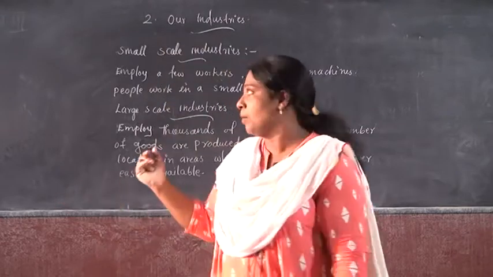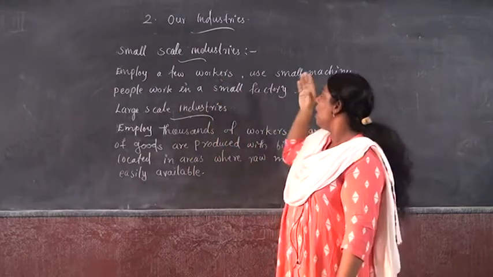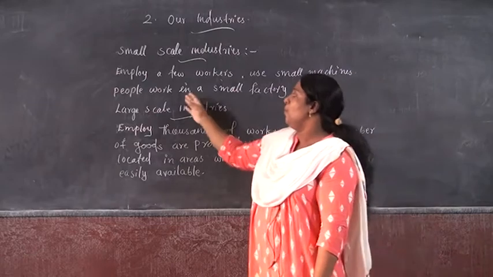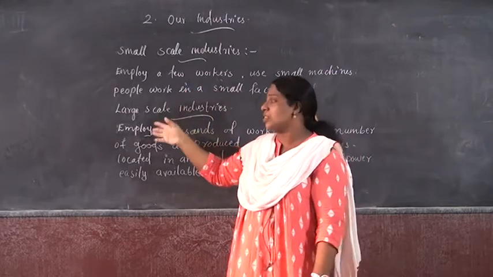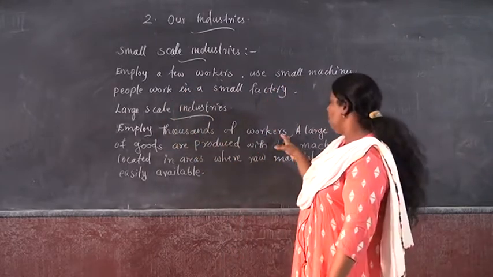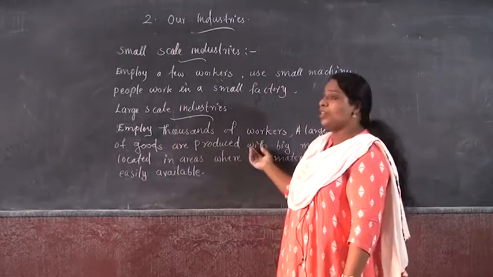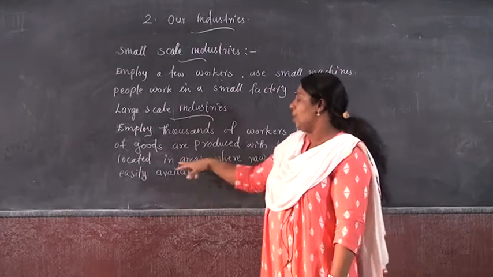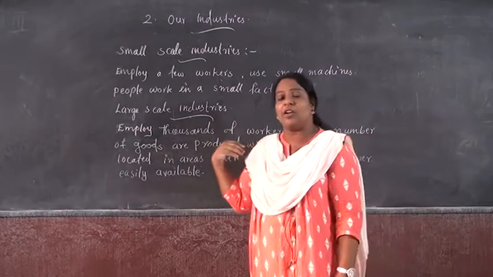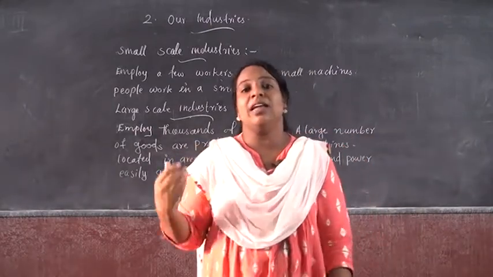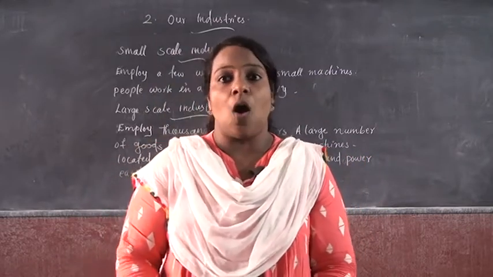Everybody look at the blackboard. Small scale industries employ a few workers and use small machines; people work in small factories. So this is small scale industries. And what is large scale industries? They employ thousands of workers, and a large number of goods are produced with big machines. They are located in areas where raw materials are easily available, and in those areas they make large scale industries. Okay, study all these questions.